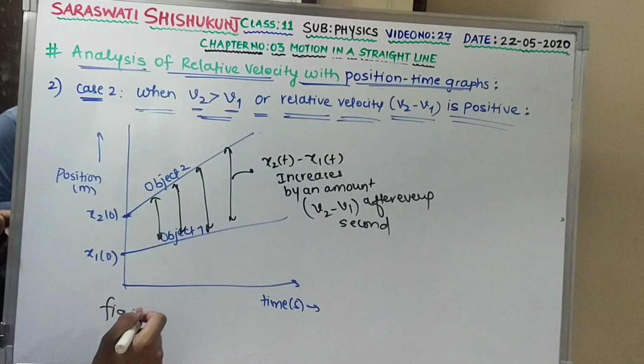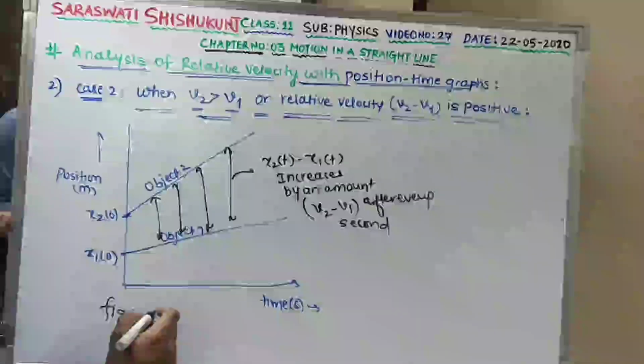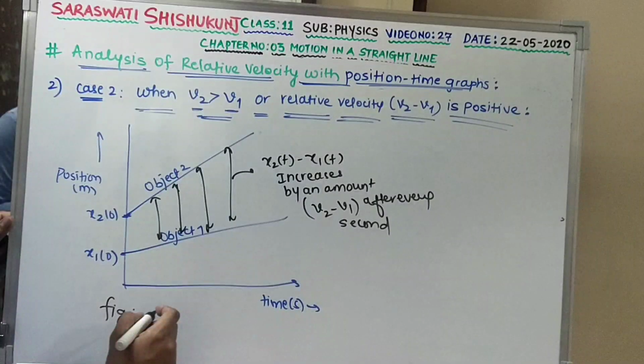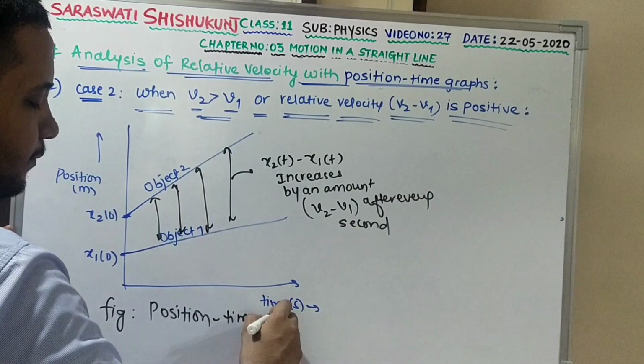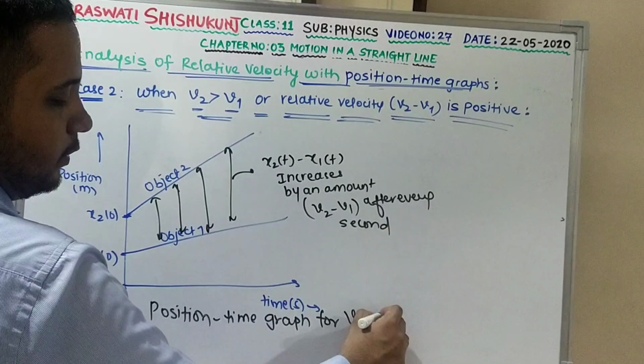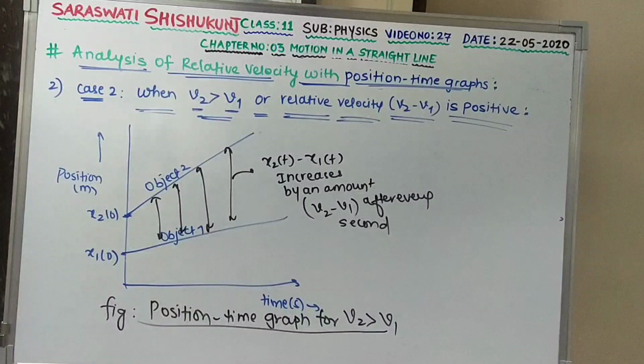Distance, you are able to see that it is increasing. x2t minus x1t increases by an amount. What amount? v2 minus v1 after every second. Is this clear? You can name this figure: position time graph for the condition v2 greater than v1. Is this clear? Hope it is perfectly clear.